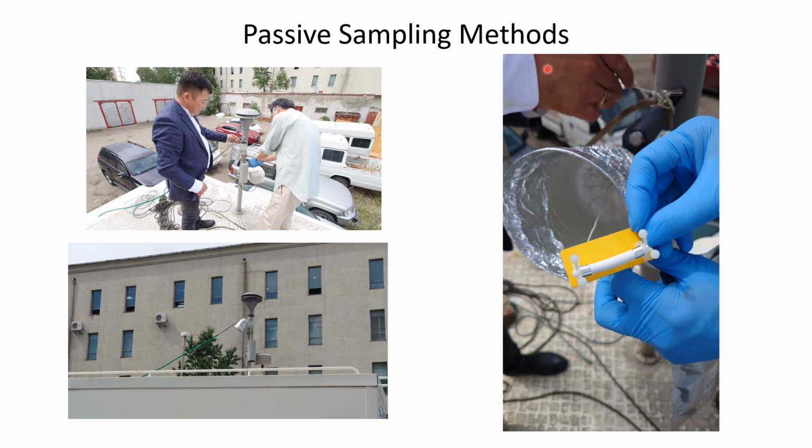Another is the passive sampling method. This is the passive samplers, and we handmade a shelter. To avoid being affected by the sunlight, we use aluminum paper to cover the shelter. And this picture shows we installed a passive sampler on the rooftop of an ambient air quality station.